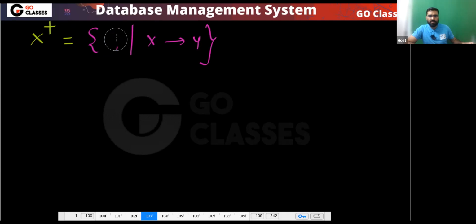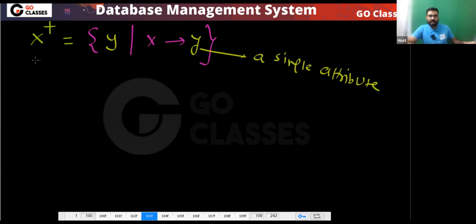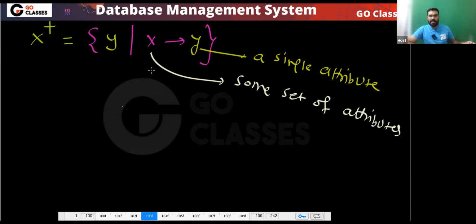So this is one attribute. X is a set of attributes, but this is a single attribute. What is this X? This X is some set of attributes. This X can be a single attribute also. Now you can clearly see what X plus is. X plus is the set of those attributes which X can determine.